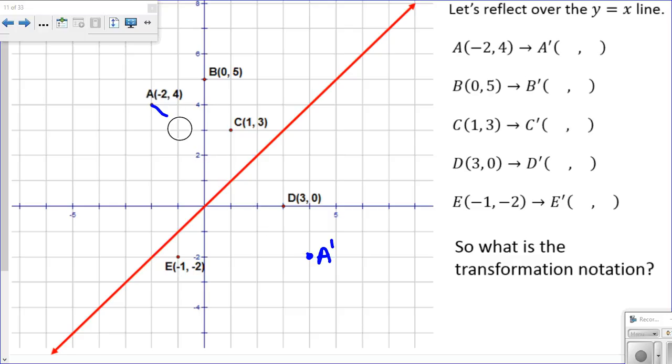I'll get rid of that because we don't need all of that. I'm just showing you how to get it. Now A prime is at (4, -2). We're at (4, -2) here.